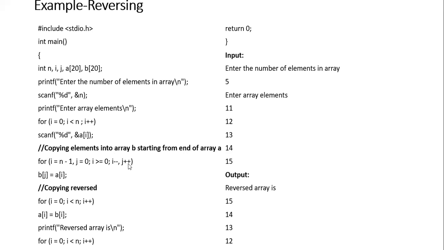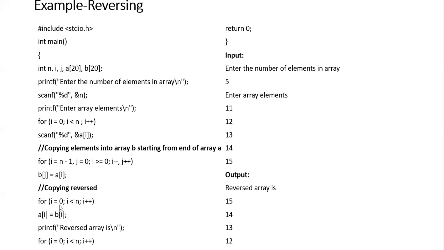Similarly, then your j will be incremented. j becomes 1 now, but i remains the same, it is decremented. So again it checks the condition, and A of i is now 3. So B of 1 will hold the third element of the array. Likewise it goes, and here there is another for loop. When it happens, one element is copied over here.